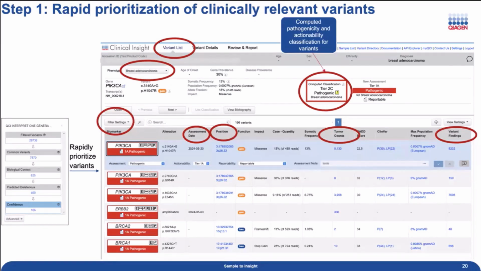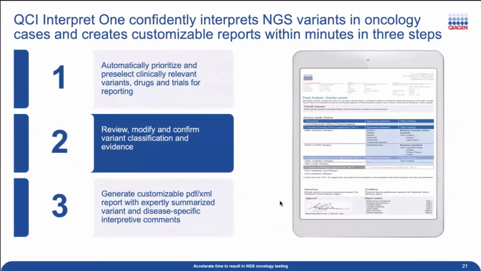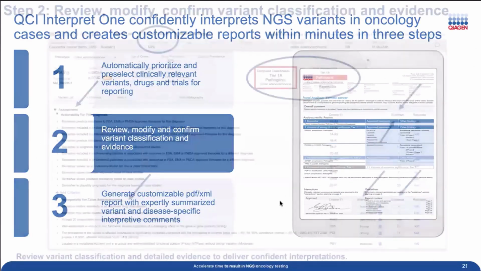Additionally, each variant is also matched with relevant treatments and clinical trials, all of which are also manually curated. This ensures that you receive accurate and best available treatment and trial matching for your reports. The software also automates the selection of variants, treatments, and trials that are included in the clinical report. With this automation in place, you can now quickly proceed to step 2, which is to review, modify, and confirm the variant classification and evidence.